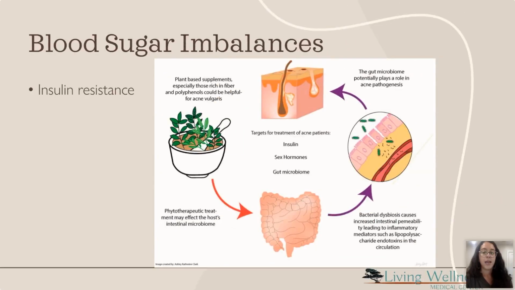Next is blood sugar imbalances. With blood sugar imbalances, we know that if insulin resistance is happening, insulin directly communicates with the sebum and androgen production. Androgens are testosterone, dihydrotestosterone, DHEA. Those are things that then can make that oil production happen more readily and lead to more acne.